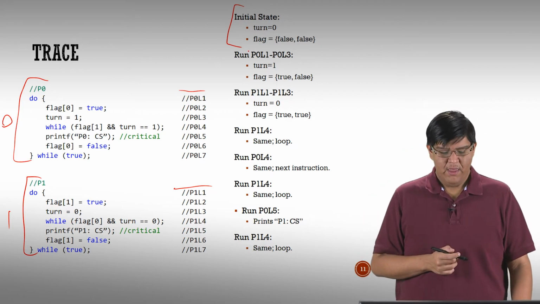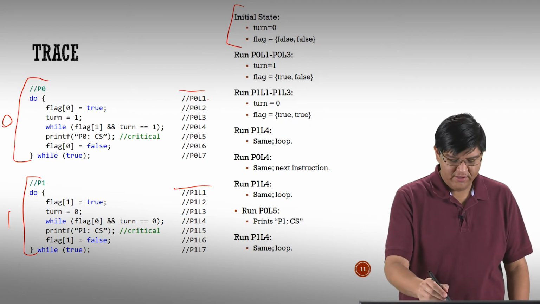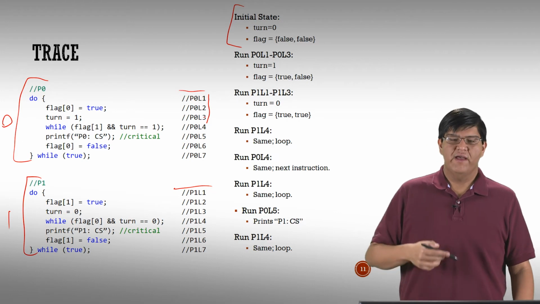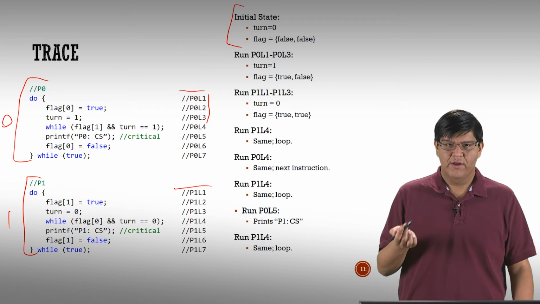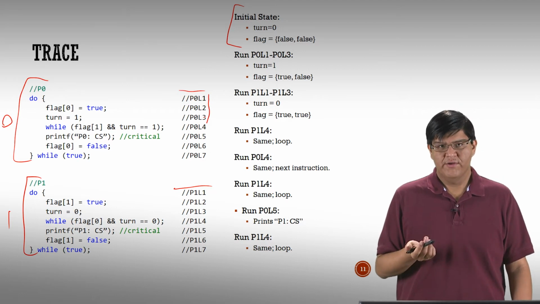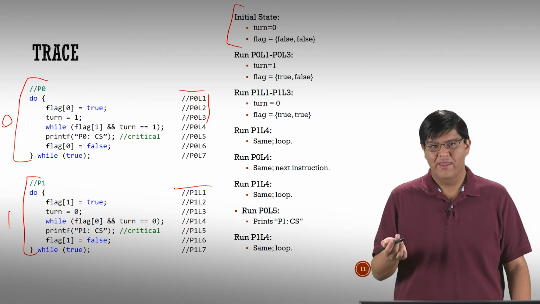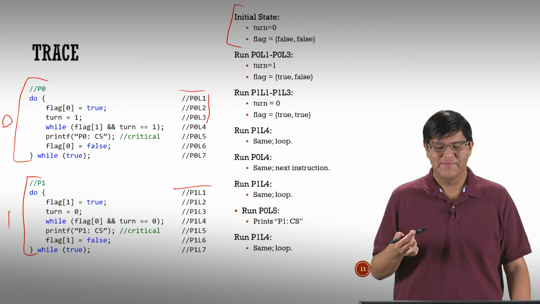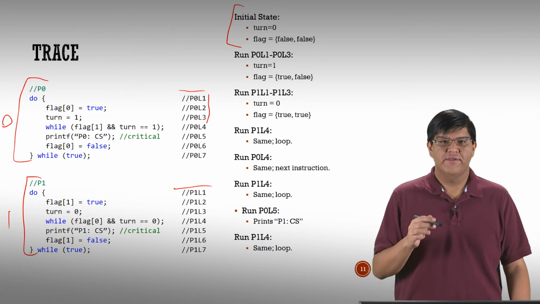So what happens? Let me say that the first 3 lines run. Flag 0 gets set to true, and turn gets set to 1. So basically what I'm saying is process 0 wants to run, but I'm going to let process 1 run. What this effectively says is that process 0 wants to go, but it's process 1's turn.